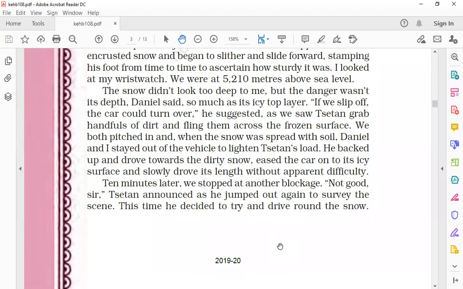"Not good, sir," Sitan announced as he jumped out again to survey the scene. But they had only gone a short distance, 10 minutes later, when Sitan stopped the car again because there was another obstacle in front of them. And thus Sitan said that this was not good. This time, he decided to try and drive round the snow.